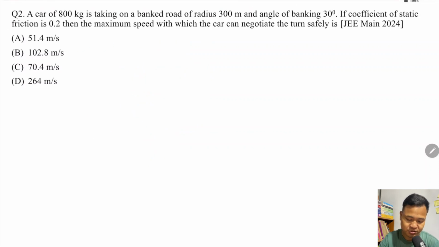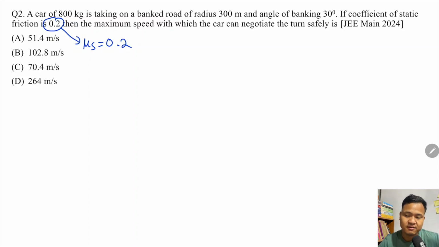Right, next question. A car of 800 kg is moving on a banked road of given radius and angle. The coefficient of static friction is given, so mu s is 0.2. The maximum speed with which the car can negotiate the turn safely is?